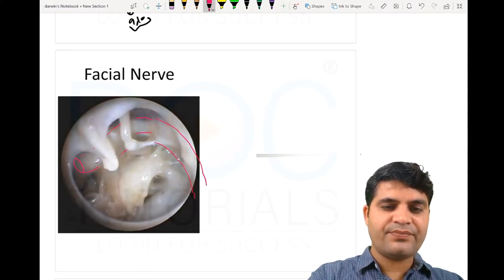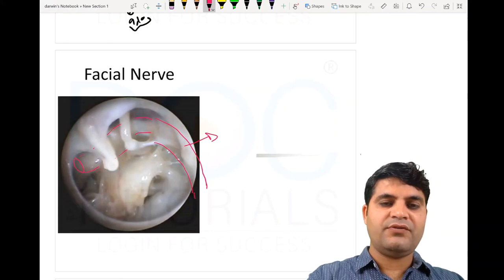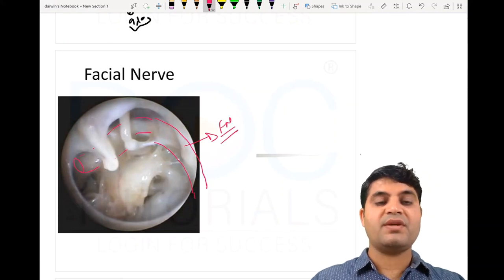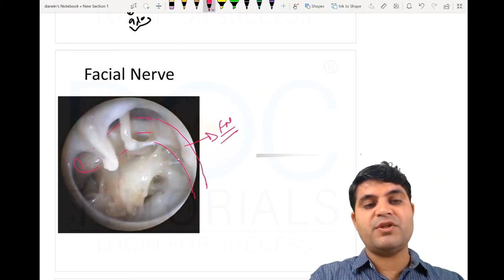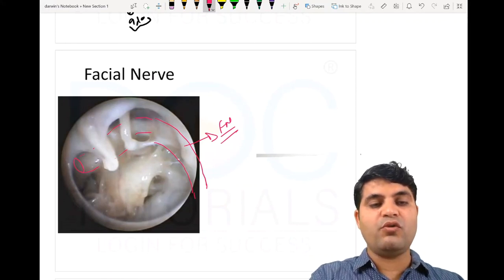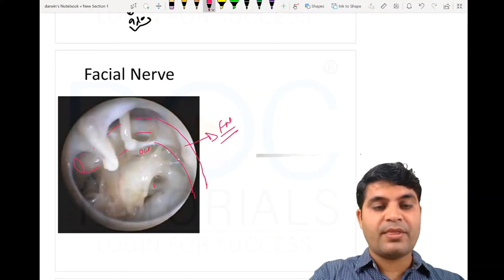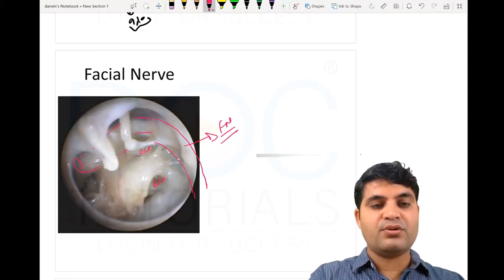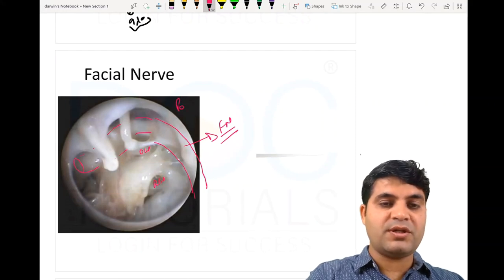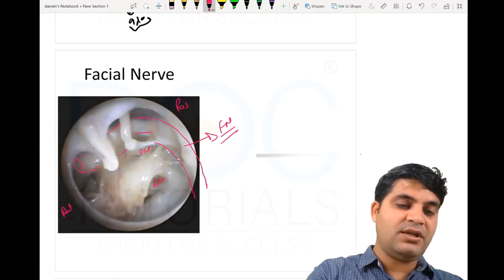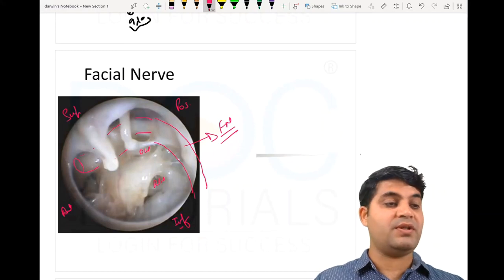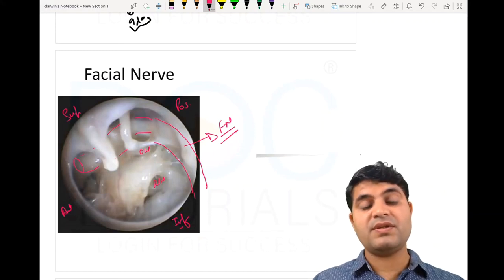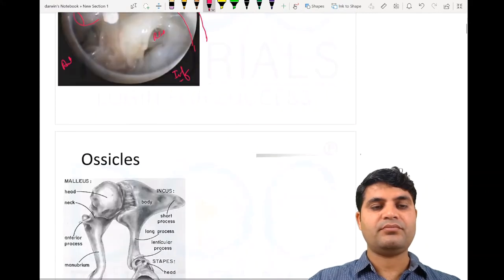So what is it? This is nothing but the facial nerve. Somebody may ask you this structure, and you can see in this picture that the facial nerve is posterior superior to the oval window. This is the oval window, this is the round window. This is posterior, this is anterior, this is superior, this is inferior. This is the reason I am telling you that these structures are important.